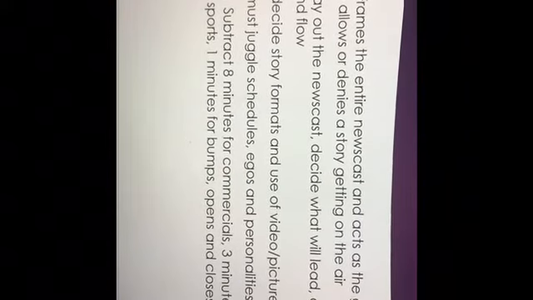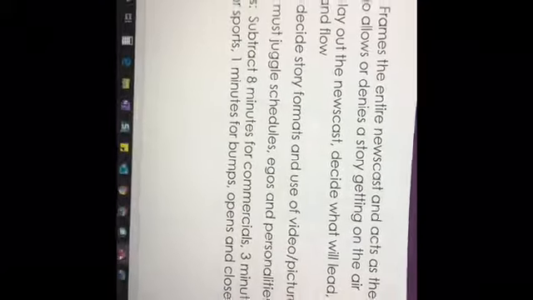But one of the things they do is they frame the entire newscast. They act as the gatekeeper. They lay out story order. They juggle schedules. They decide story formats. And most importantly, they create the rundown or the lineup.